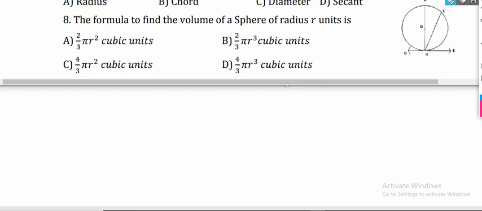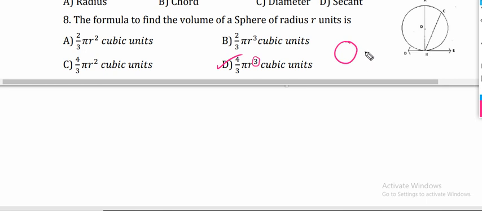The formula to find the volume of the sphere of radius r. The volume of the sphere gives you 4 by 3 pi r cube. This is the formula. You observe that for any volume, three terms are multiplied. R cube is very important here. And this is the volume of the sphere.